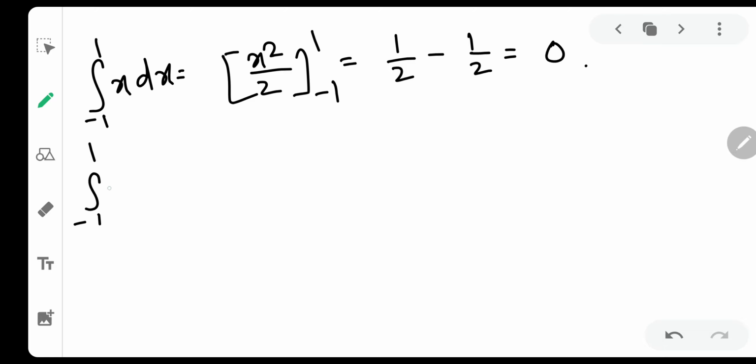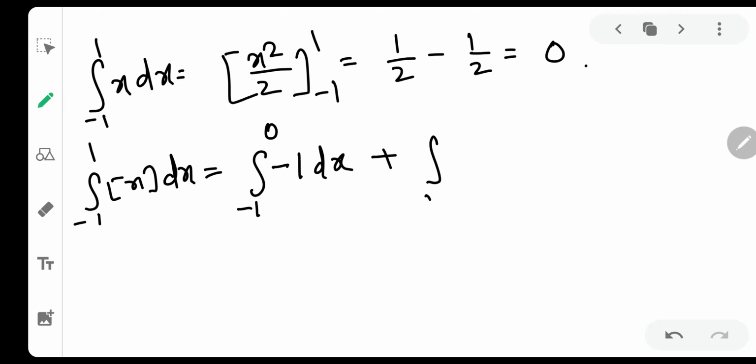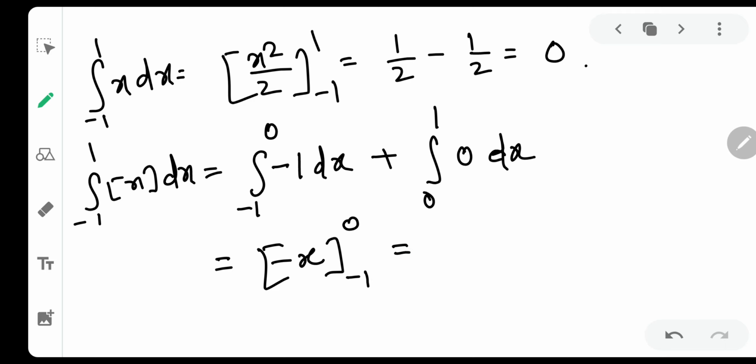Then the integral from -1 to 1 of gif of x dx. Now gif of x will always be a constant function. So from -1 to 0, what is the gif? It will be -1 dx. And from 0 to 1, what will be the gif? It will just be 0. So as you can see, the integration of 0 dx will be 0 and the integration of -1 is minus x. So minus x has to be integrated from -1 to 0.